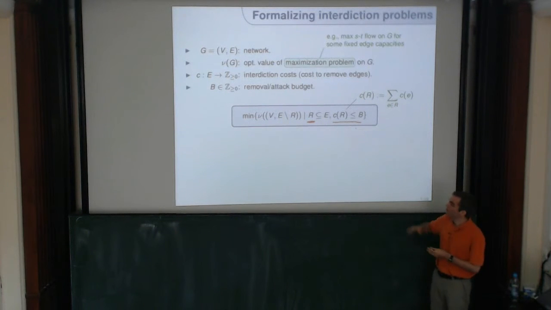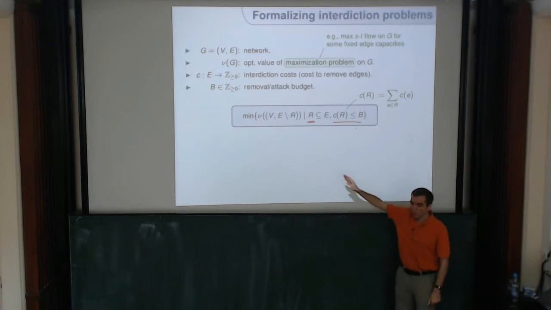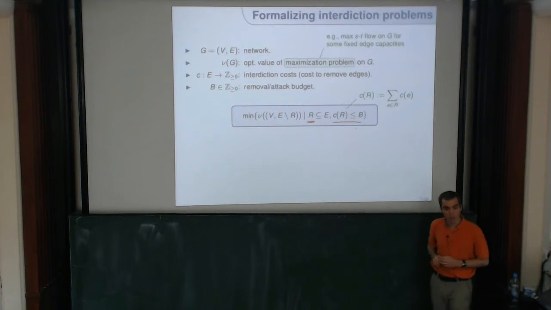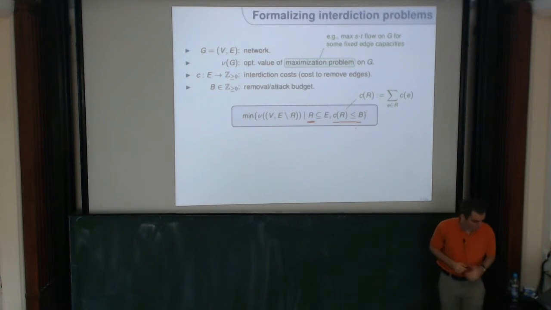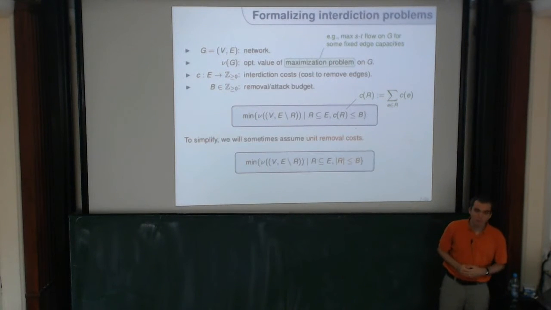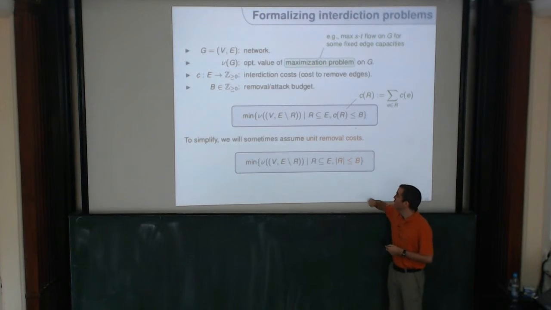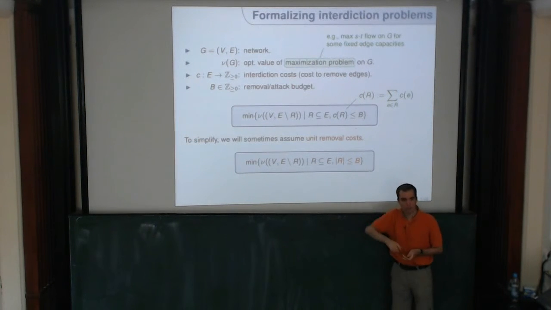And so clearly you see it's an ordered problem. First you remove stuff, and then you compute a maximum s-t flow. A special case that's nice to keep in mind, which essentially corresponds to what I've shown you beforehand with the connectivity interdiction, let's call it that way, is to have unit interdiction costs, so unit removal costs. There you simply want to remove a certain number of edges. It's a special case.